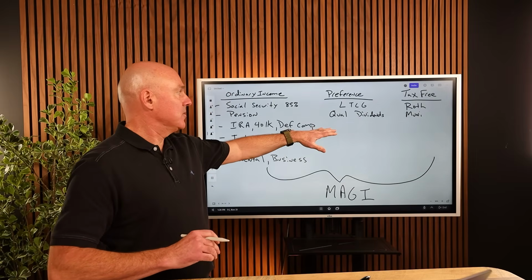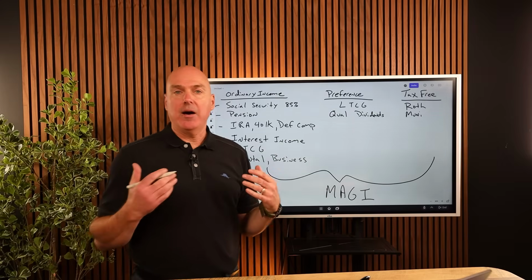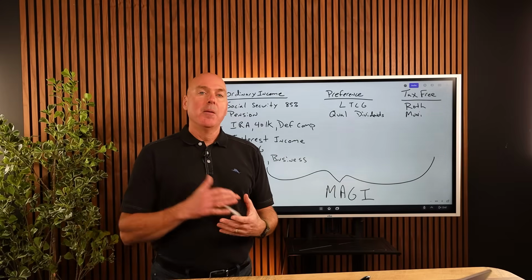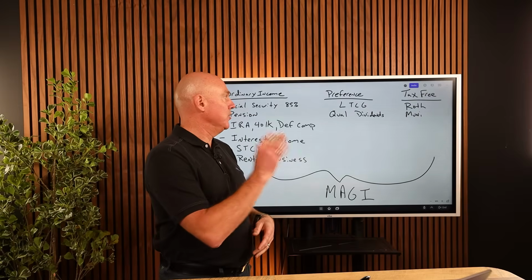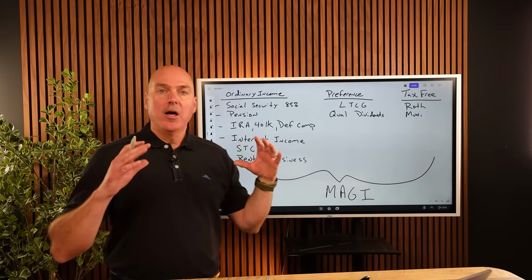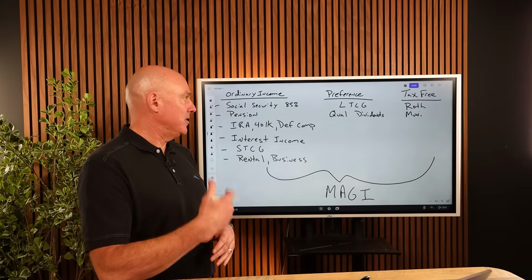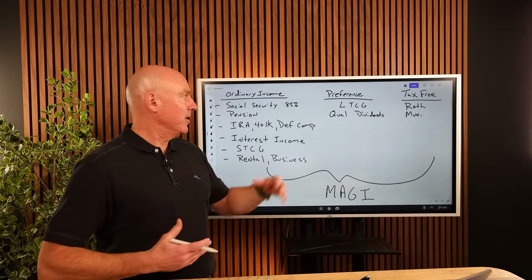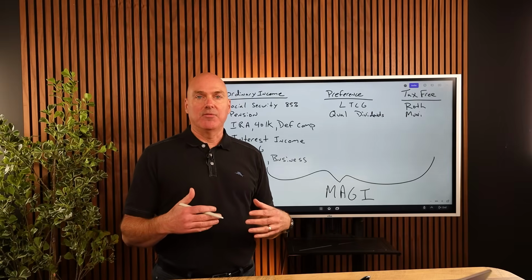But you have those preference items there. And then last, you have tax-free income, and there's going to be two primary sources for that. It's going to be your Roth distributions. If you take them as qualified distributions, that's going to be tax-free. And if you have any tax-free bonds like municipal bonds, those are going to be tax-free as well.